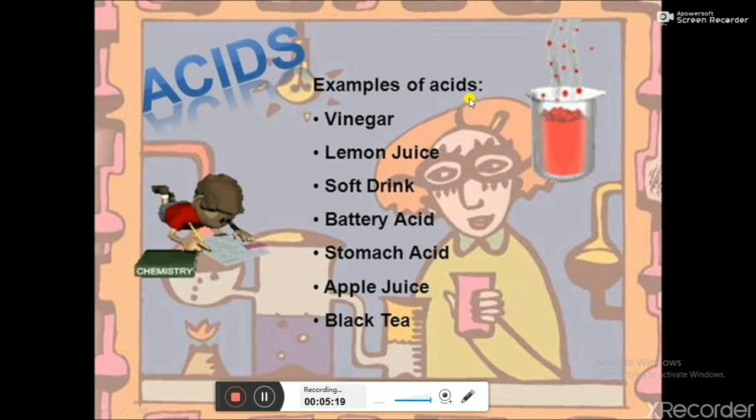So some common examples of acid are vinegar, lemon juice, soft drinks, battery acid, stomach acid, apple juice and black tea. As I said, vinegar contains acetic acid, the formula of which is CH3COOH. Lemon juice contains citric acid. Soft drink contains carbonic acid. Battery acid is H2SO4. Stomach acid is HCl. Apple juice also contains an acid which is called malic acid. Black tea contains tannic acid. So these are certain acids which we use in our daily life.